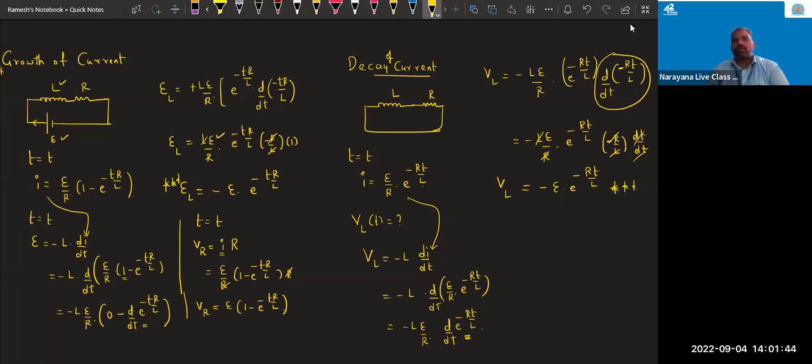What about the voltage drop across the resistor after t seconds? It is current into R. The current after t seconds is E by R into e power minus Rt by L, and into R. R and R cancel out. The voltage drop across the resistance is E into e power minus Rt by L. Understood?